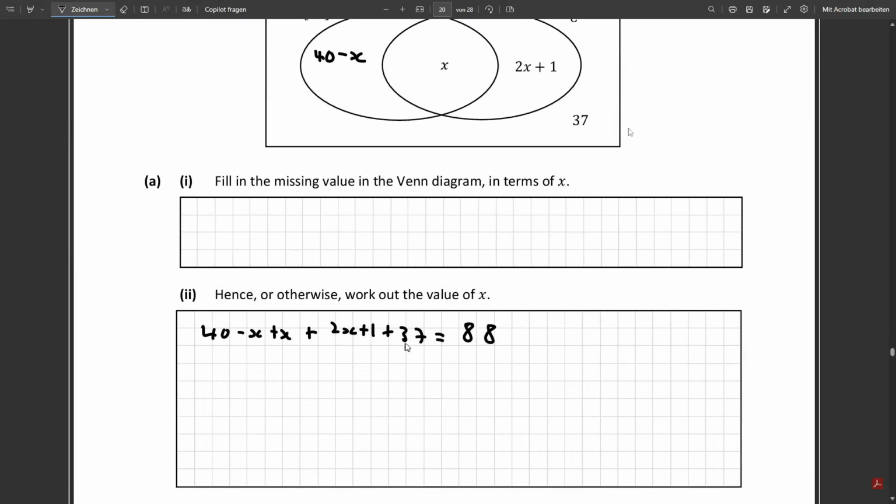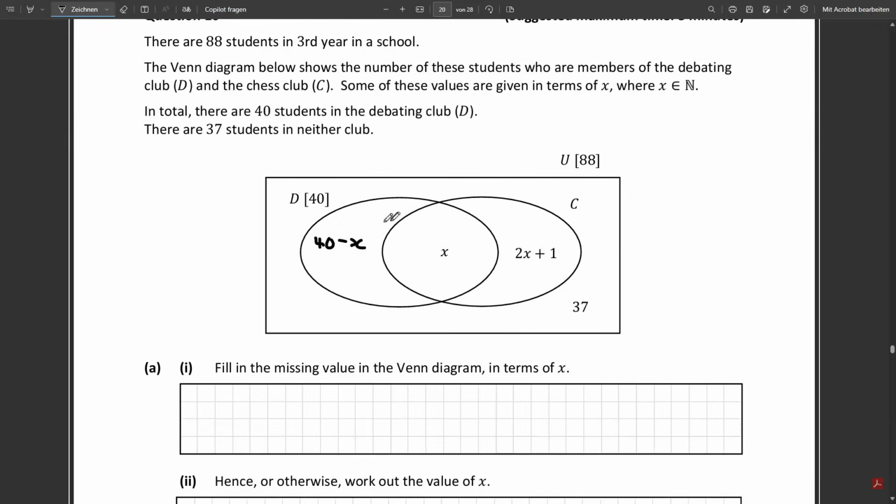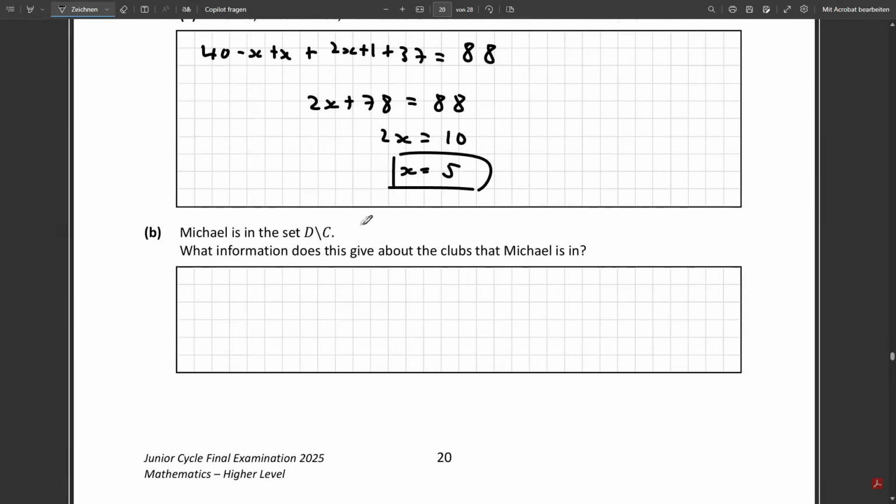So 40 plus 37 plus 1, that'll give us 78. So we have 2x plus 78 is equal to 88. And then that means that 2x is equal to 10 when you bring the 78 to the other side. So that x is equal to 5. And you can sub it in there. So 35 and 5, that makes 40. That's good. And yeah, you can basically just double check all that by subbing it in.